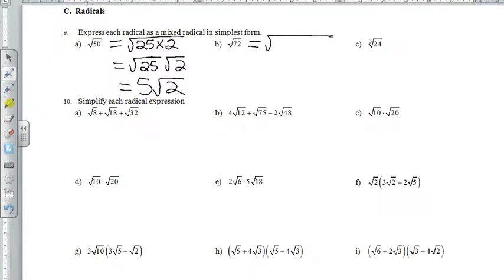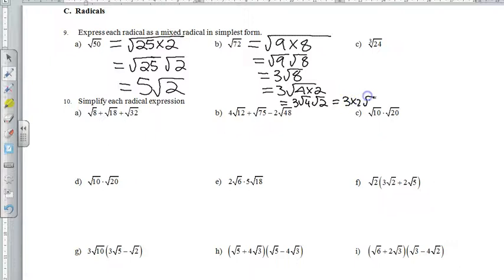I'm going to do this long. 72 is 9 times 8, right? And 9 is a perfect square. So this is root 9 root 8, which is 3 root 8. But I'm not done, because 8 is divisible by a perfect square, which is 4. So this is 3 times the root of 4 times 2, which is 3 root 4 root 2, which is 3 times 2 root 2, which is 6 root 2.